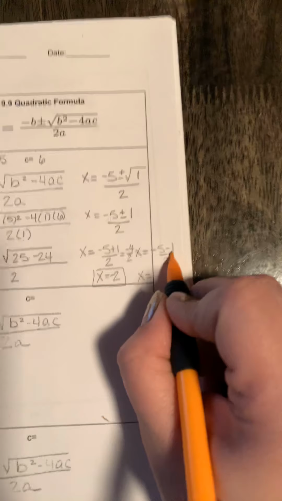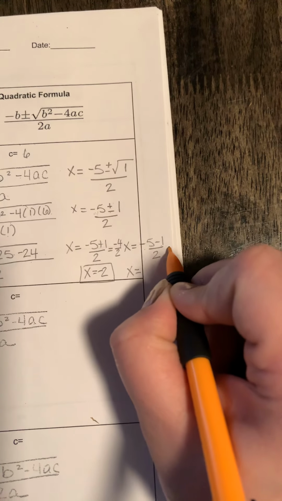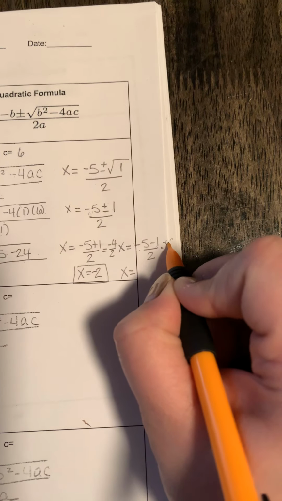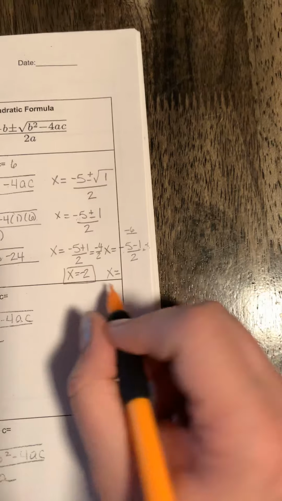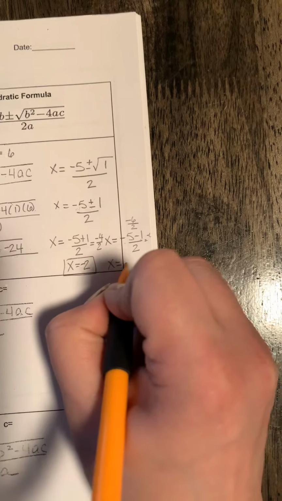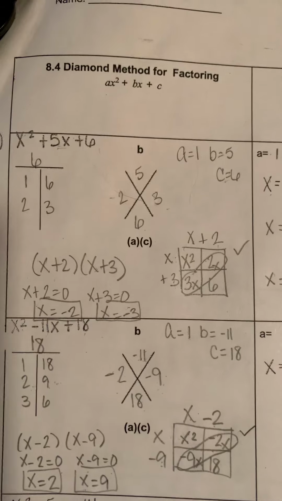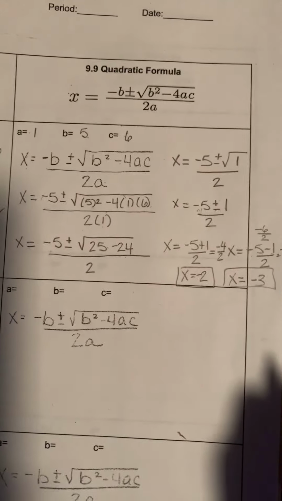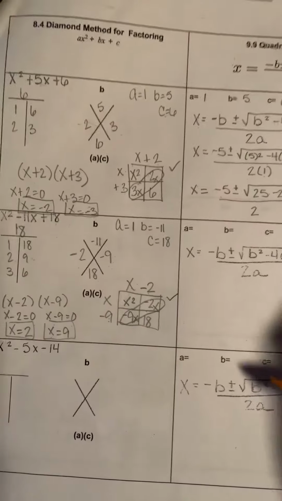And negative 5 minus 1, that's negative 6. Oops, kind of ran out of room there. Negative 6 over 2, which is negative 3. So x is negative 3, which was the same answers that we got when we solved it using the diamond method. So just another way of solving these. Okay, let's look down below here for number 2.